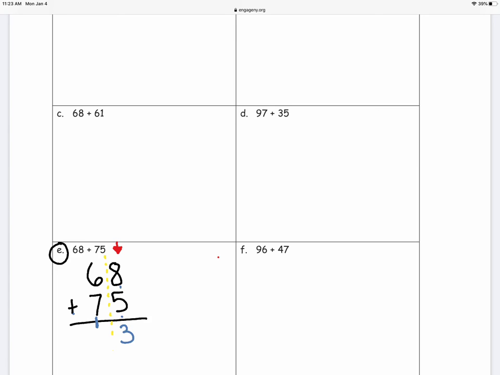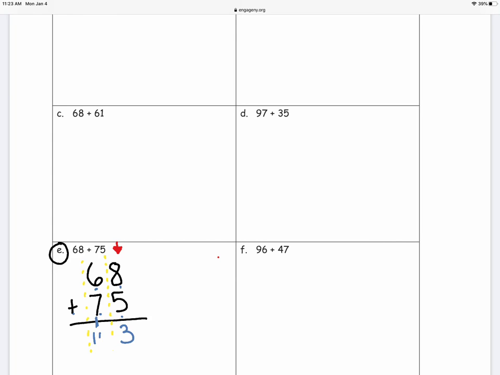Okay, now we can add our 10s. Now we have a lot to add here. 6 plus 7 and then plus 1 more that we just added. So what's 6 plus 7? Well, I know 6 plus 7 is 13. So let's now add 1 more to that because I added this little 1 down here. 13 plus 1 more is 14.